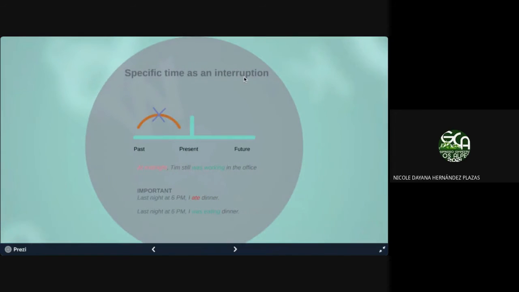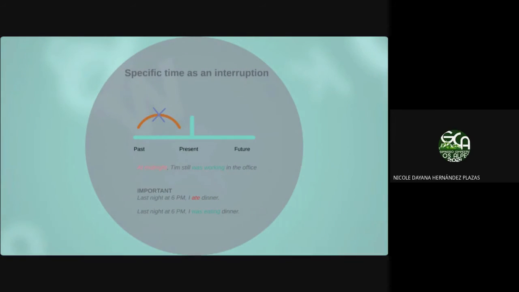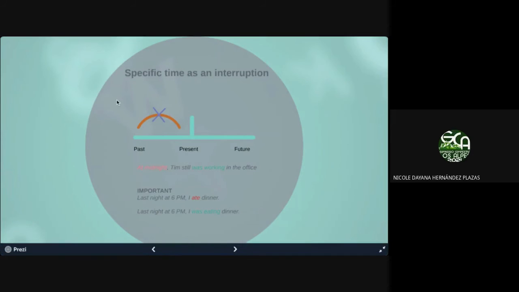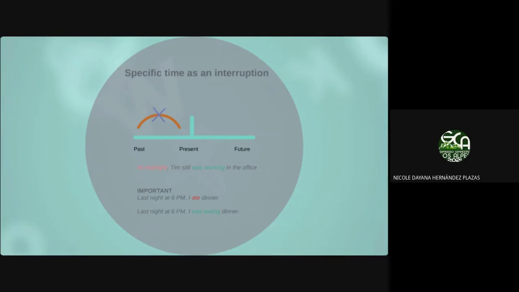A specific time as an interruption. Okay, so look at this. I was telling you that you have to use past simple with specific times. It is possible to use specific times also with continuous. No es que con el continuo no lo puedas usar. Porque, por ejemplo, tú puedes decir, I was eating hamburgers yesterday evening. Tienes un tiempo específico, lo puedes usar.